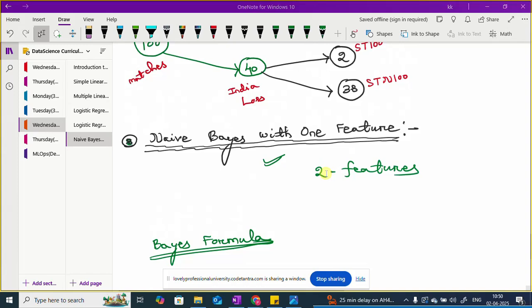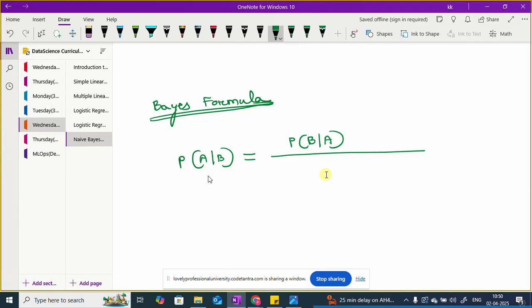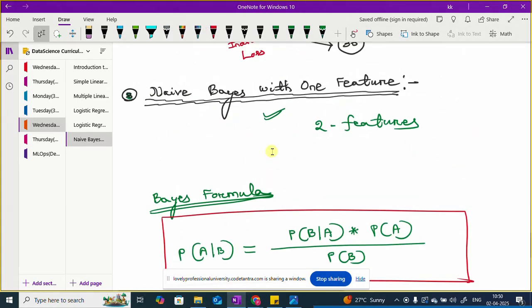So according to the Bayes formula, the probability of A given B is equal to probability of B given A, just the opposite, times probability of A, whole divided by probability of B. This is the formula according to the Bayes theorem. This formula we are using and we are calculating nothing else, not rocket science. This is for the single feature example, okay, fantastic. Let me write it down for two features.